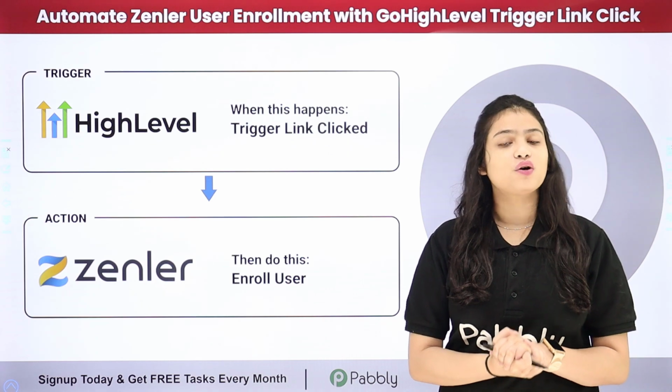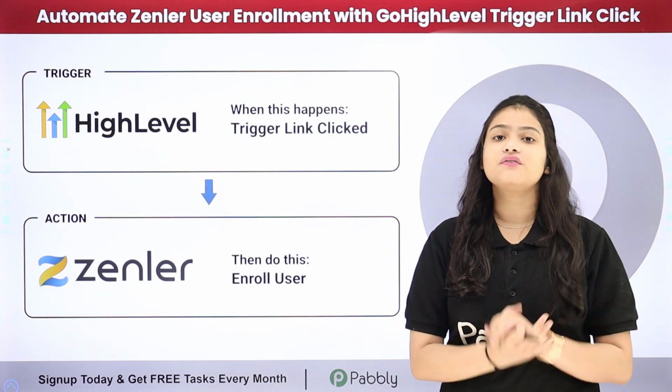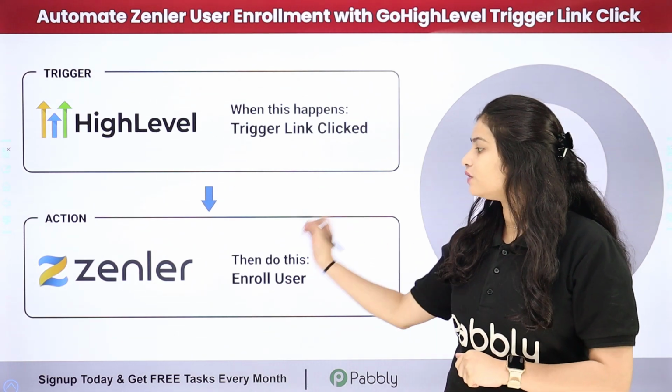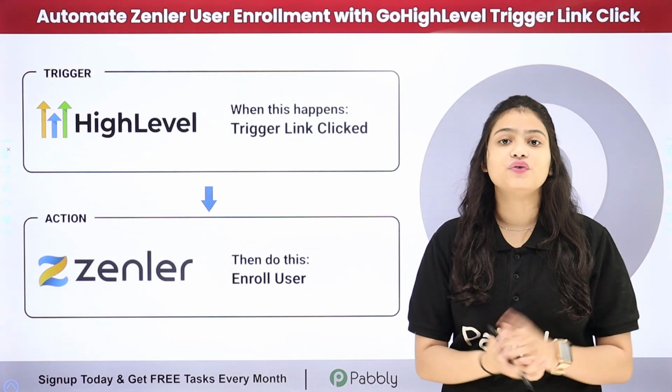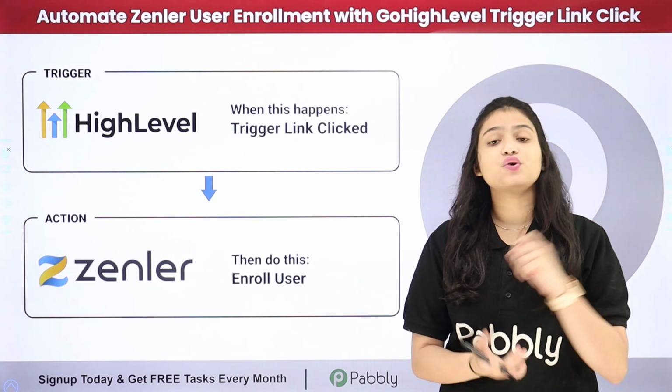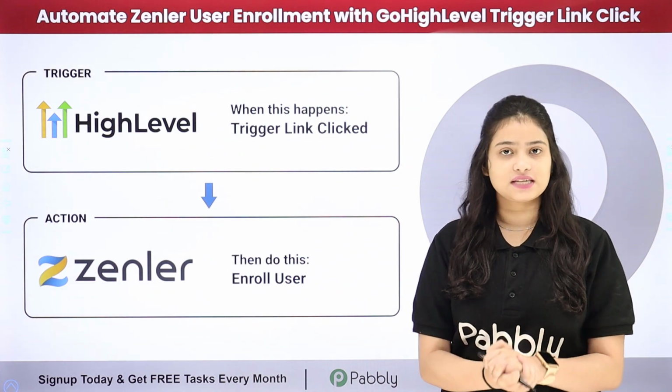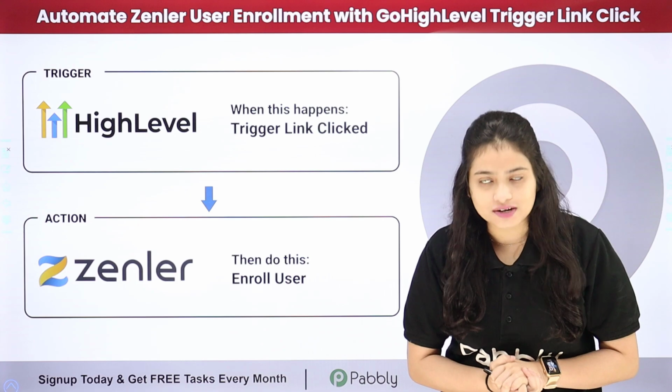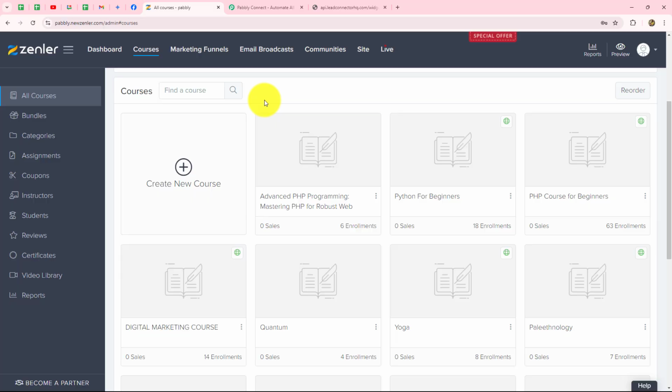So how are we going to automate this entire process? For this, we will have to set up a connection between GoHighLevel and Zenler, and we are going to do that without any coding and programming skills, simply with the help of Pabbly Connect. So if you also want to learn this amazing automation step by step, you have to come towards my screen. Welcome to my screen everyone.